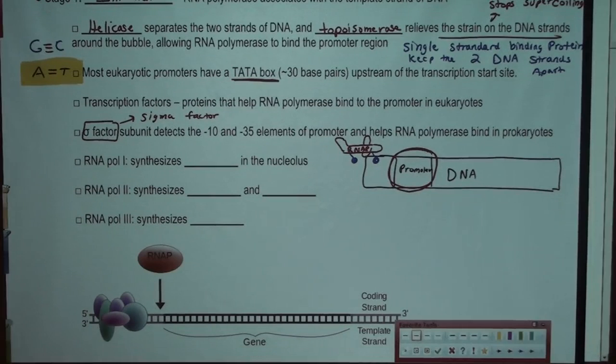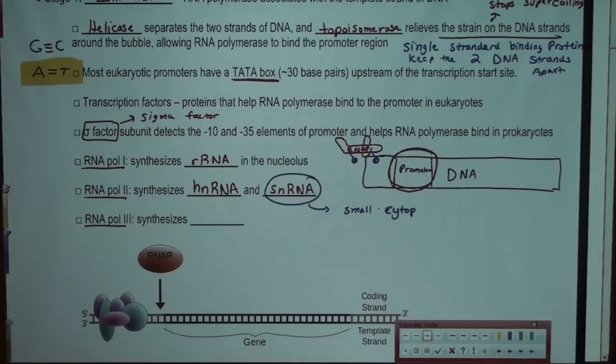Then we're going to say here we have RNA polymerase 1, 2, and 3. So here this allows us to synthesize rRNA, so ribosomal RNA, within the nucleolus. Here, RNA polymerase 2 allows us to make hnRNA, so the initial RNA that we make. Also, it helps us to make snRNA. So we didn't talk about this yet. This is your small nuclear RNA.